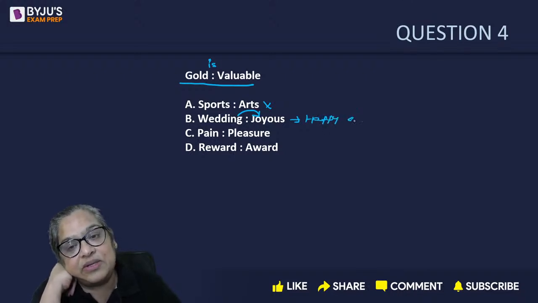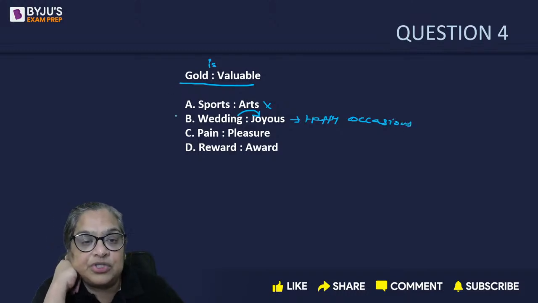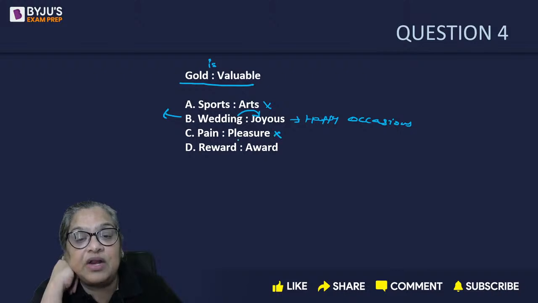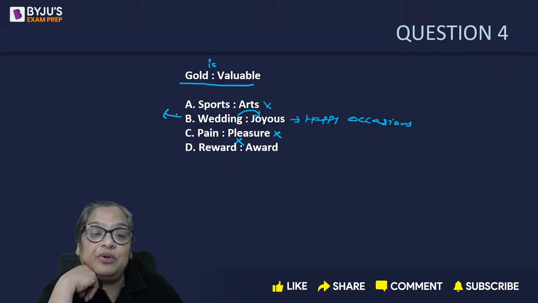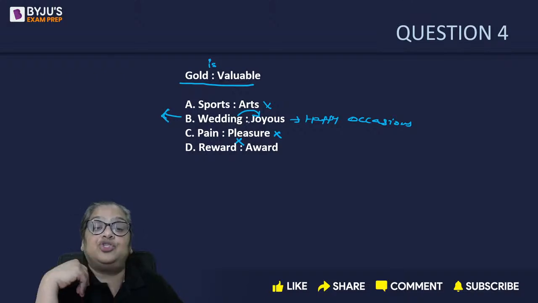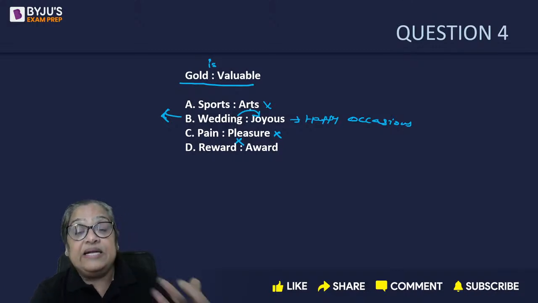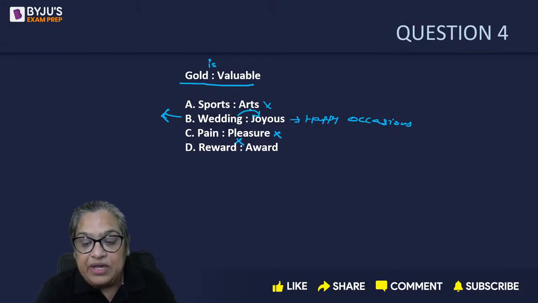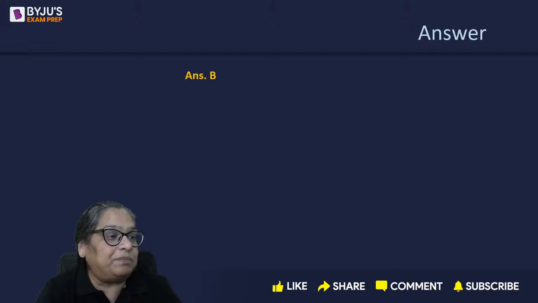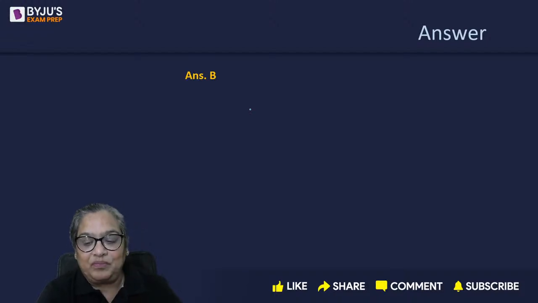Okay. Correct description. This could be the correct answer. Pain is pleasure, not really. Reward is award, not really. Therefore, gold is valuable just as a wedding is joyous. Joyous describes a wedding just as valuable describes a property of gold. Therefore, the correct answer is option B.